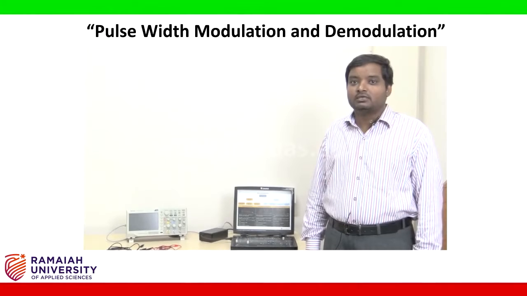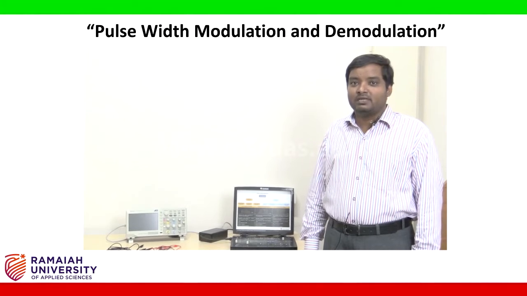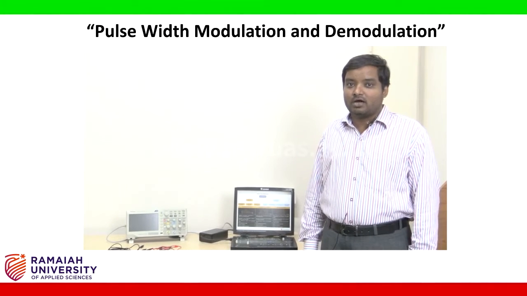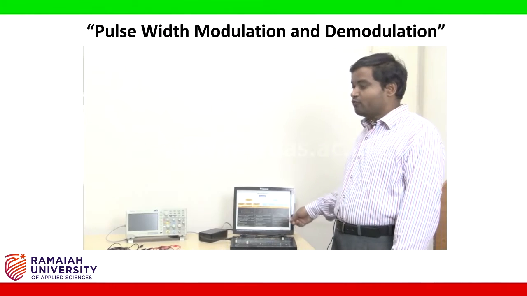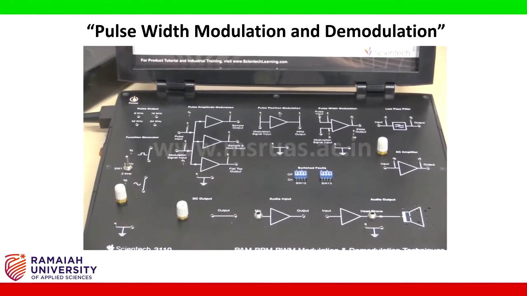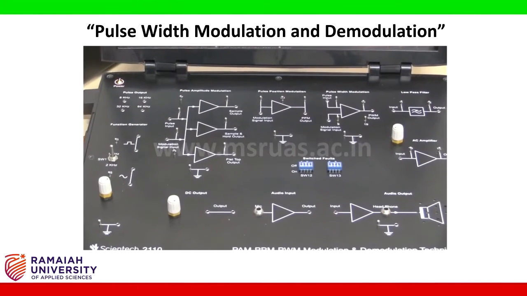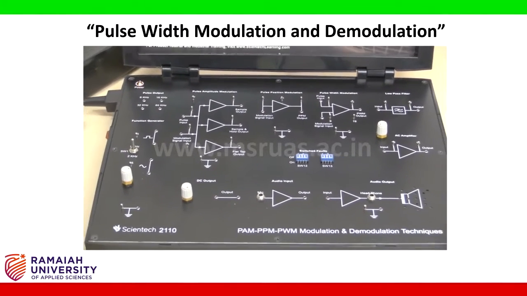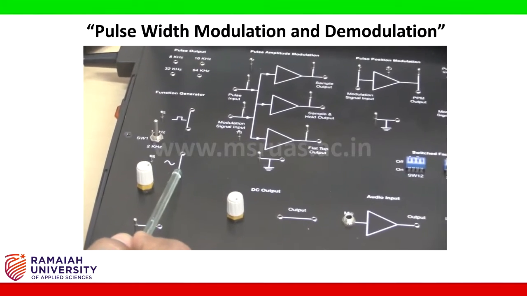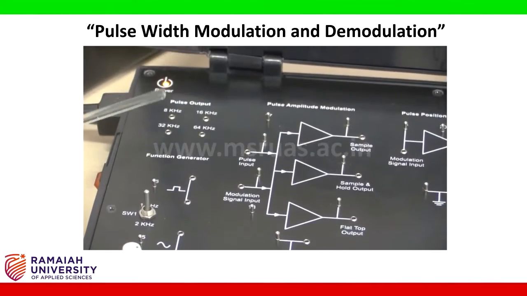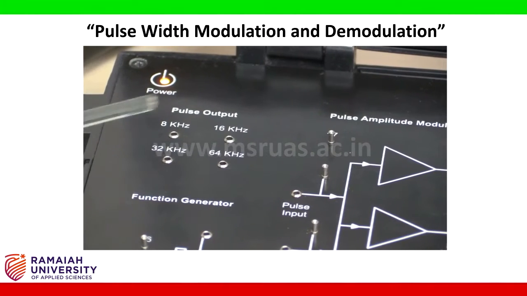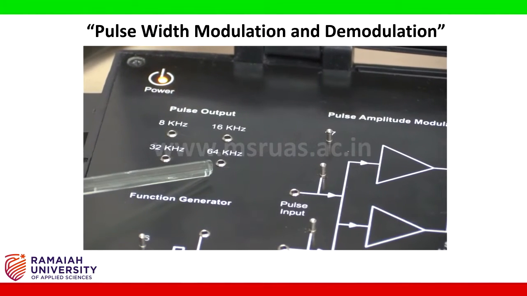Hi students, current experiment is pulse width modulation. Apparatus required for the pulse width modulation are Syntec board 2110 and digital oscilloscope. Here we are going to conduct the pulse width modulation experiment. For the experiment, we need a message signal of sine wave 1 kHz and the pulses of different frequency 8 kHz, 16 kHz, 32 kHz and 64 kHz.